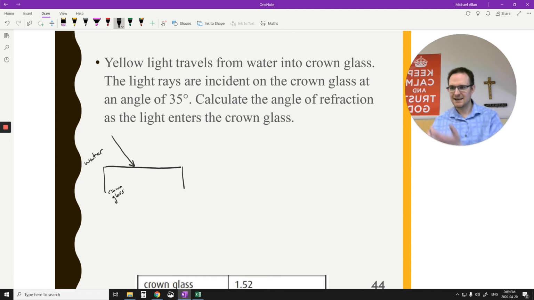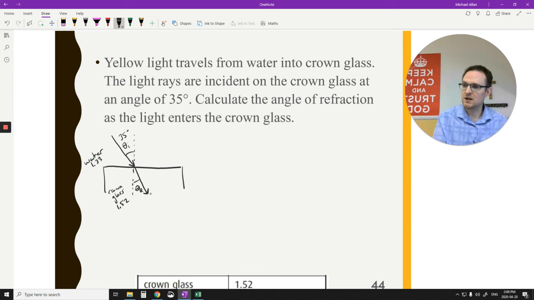Now I can give a good estimate of what's going to happen, because water is 1.33. Crown glass, according to the bottom of this table here, is 1.52. Because I'm going from a less dense into a more dense medium, I'm going to assume that this is going to bend towards the normal. So I'm going to make the assumption that my refracted angle here is going to be less than 35, because my incident angle is 35.